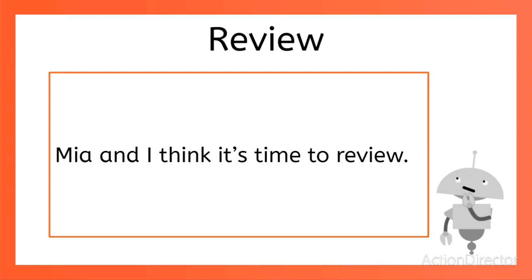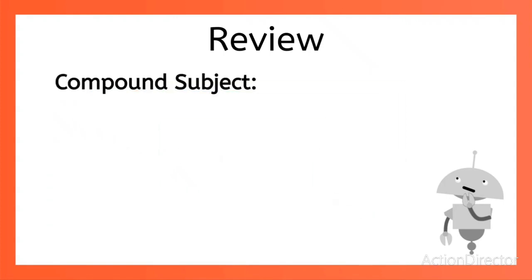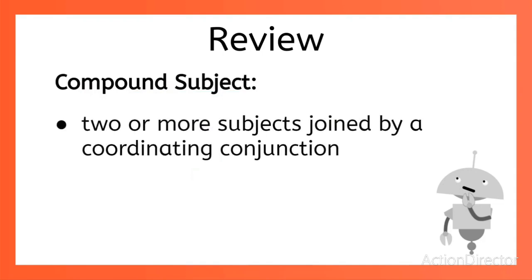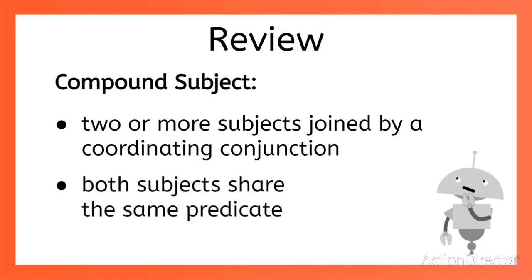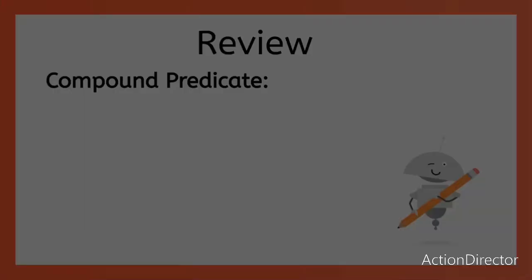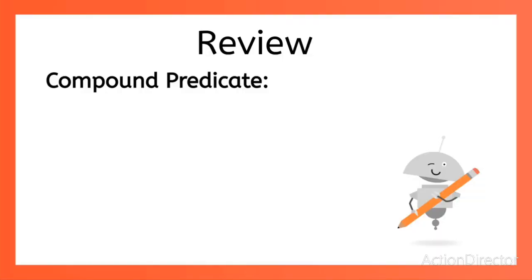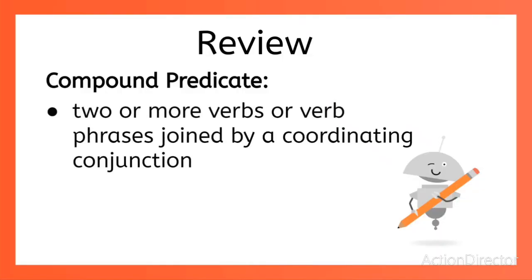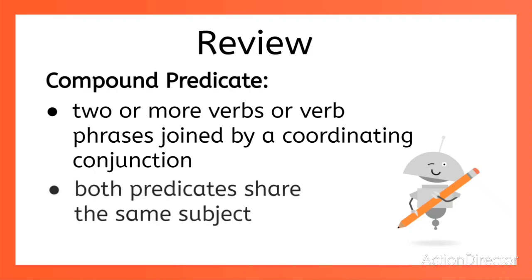Mia and I think it's time to review. Hey, did you notice my compound subject? Mia and I? Remember, a compound subject is two or more subjects joined by a coordinating conjunction, and both of these subjects share the same predicate. And we have a compound predicate when we have two or more verbs or verb phrases joined by a coordinating conjunction. And both of these predicates share the same subject.